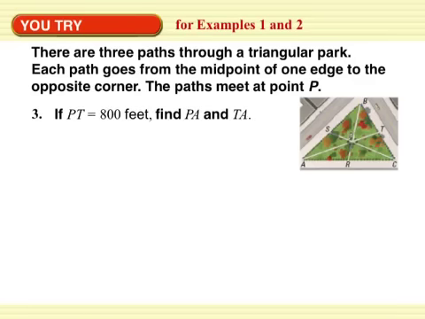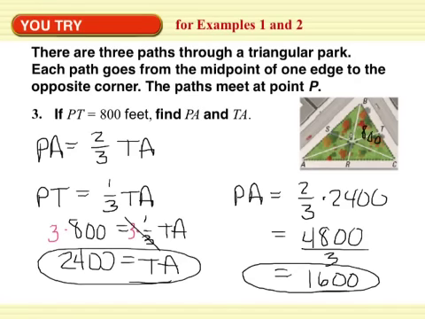Last one. Push and pause. This one's just a tad bit confusing, but not awful. We know that PA equals 2/3 of TA, because that's the definition of centroid. PA equals 2/3 of TA. Wrote it right here. So technically, PT equals 1/3 of TA. Okay, those are our fractions. PT equals 1/3 of TA.